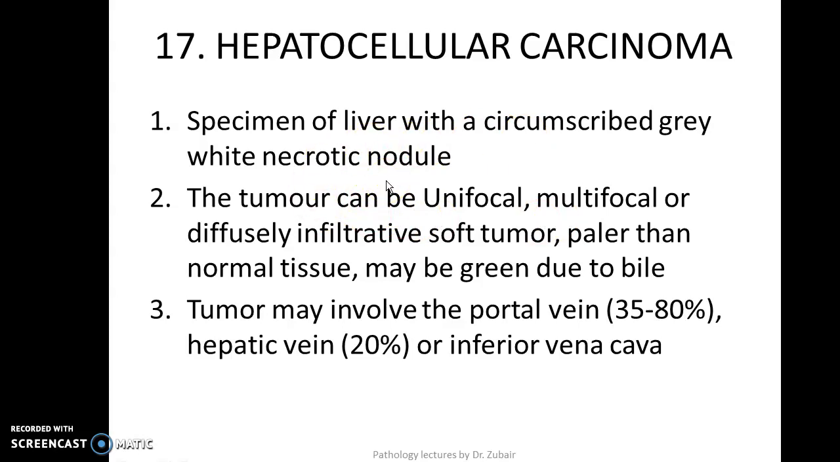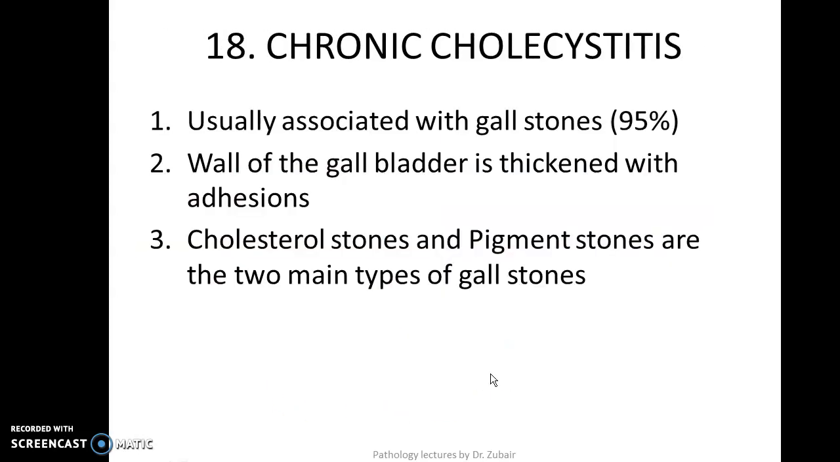The tumor. Now this is important. Hepatocellular carcinomas in the liver can be unifocal, they can be multifocal, or they can be diffusely infiltrative. And if they are well differentiated, these tumors tend to be greenish in color also because they start producing bile. Alright. And they can involve the portal vein in 35 to 80% of cases, hepatic vein in 20%, or even the inferior vena cava.